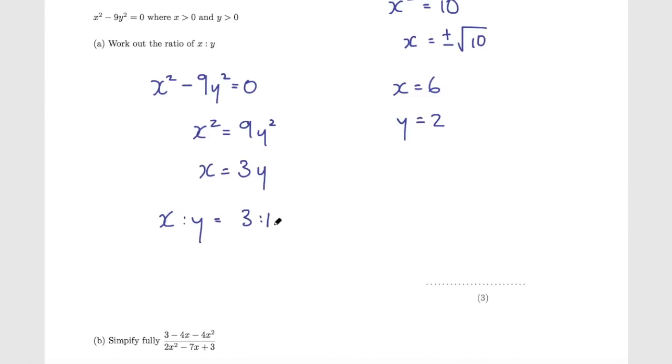So x is 3 times larger than y. I could see where people could make a mistake here by saying the ratio is 1 to 3 because we've got 1 lot of x and 3 lots of y. But this is actually saying that x is 3 times greater than y because we need to multiply y by 3 to get x. So the final answer there is: the ratio of x to y is 3 to 1.